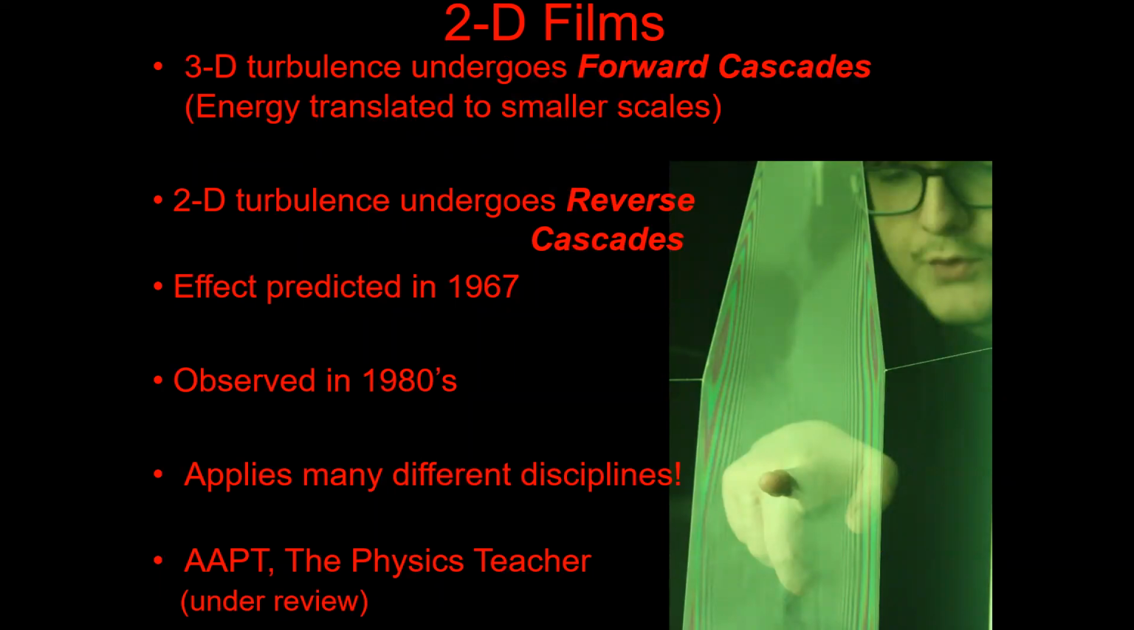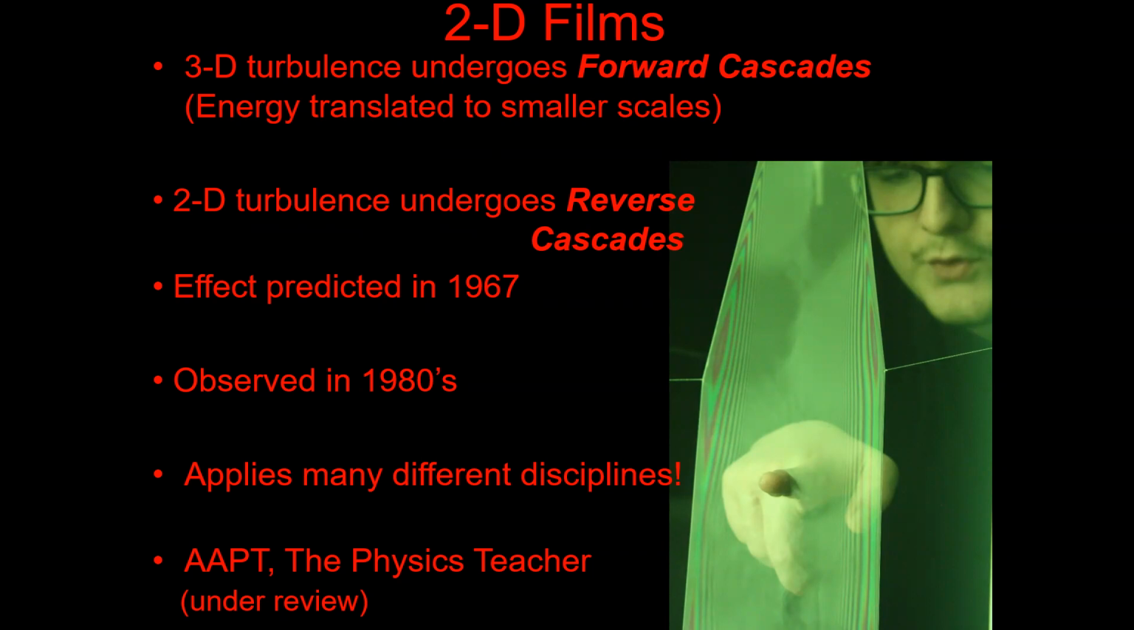So again, why 2D films? Well, in 3D, turbulence tends to undergo forward cascades in things like streams, the ocean, these kinds of systems, and the energy is translated to smaller and smaller scales. In a 2D turbulent system, the vortices go towards reverse cascades, meaning they get larger and larger. The effect was actually predicted quite a while back in 1967 and wasn't observed till the 1980s, and it applies to a lot of different disciplines.